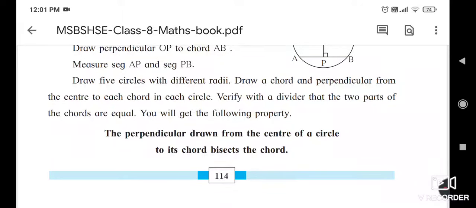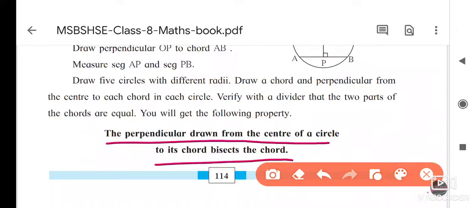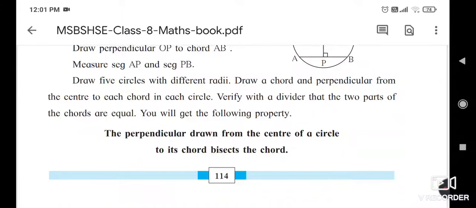So which property have we studied from this activity? The property is that the perpendicular drawn from the center of the circle bisects the chord. This is the property that you have to learn, because it may be asked as a fill in the blanks. So the perpendicular drawn from the center of the circle to its chord bisects the chord is the property.